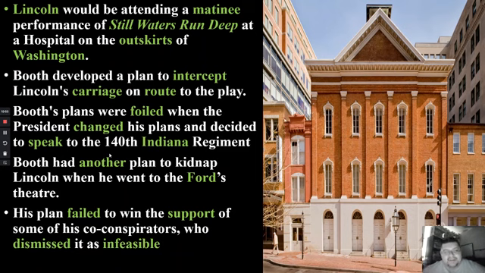So here's the plan. Lincoln is supposed to go to this play called Still Waters Run Deep. Okay. From where the White House is over here, the play is over here. And in between, there's like a meadow, forest area, type of place. And Booth basically says this area between is where we're going to kidnap him. Okay. We're going to basically intercept him. Intercept the carriage on its way to the play. Then when we kidnap him, then we'll make the ransom demands and things like that. So they're like, yeah, that sounds good. All right, let's do it.